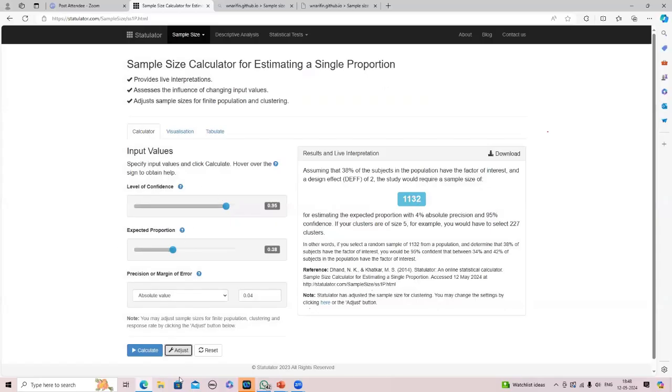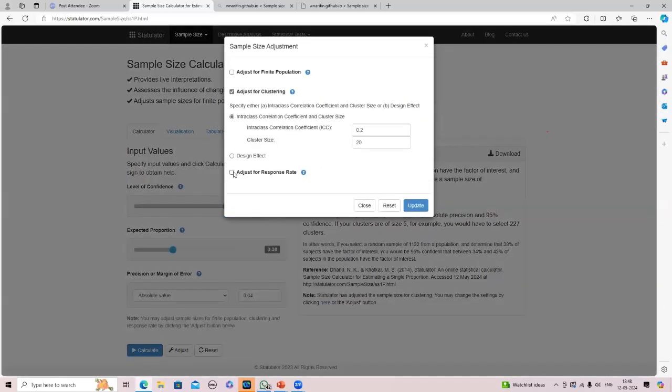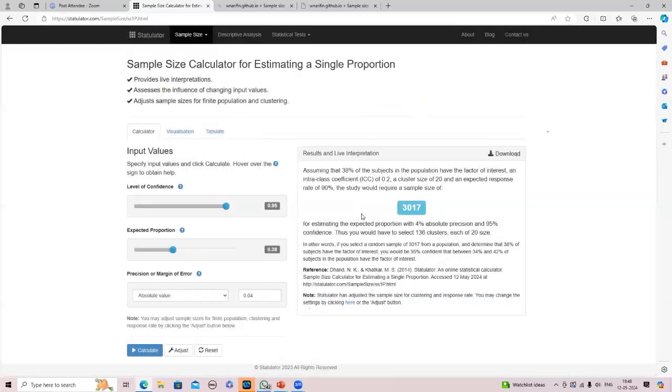Similarly, if you want to adjust for non-response, in that case, adjustment for the non-response, I say 10% non-response. So my response is 90%. I update this one. So my sample size will increase for this one.